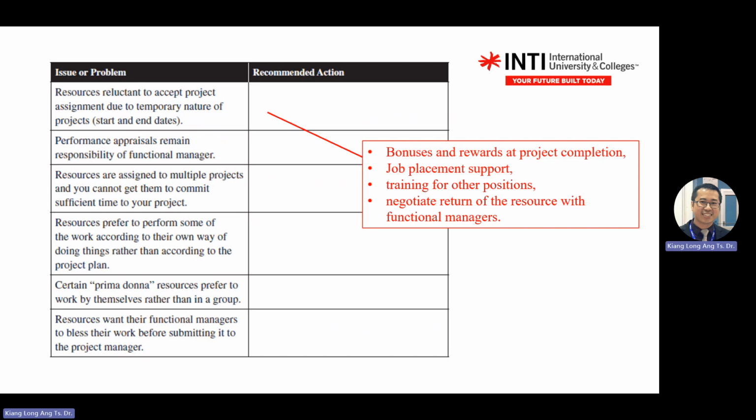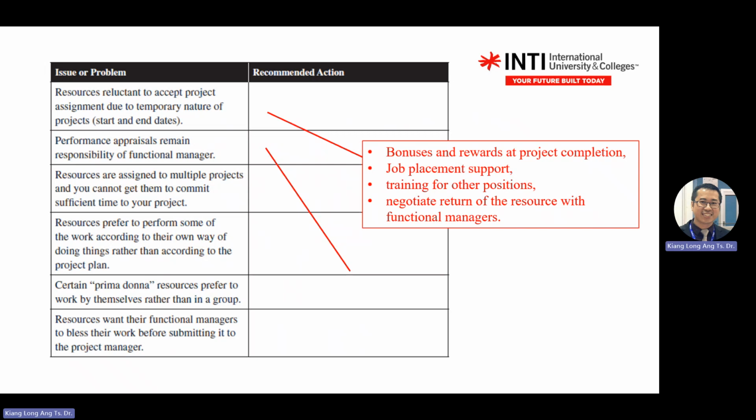Because functional managers are the ones who control the resources in a traditional setting. So you know that you have 3 types of organization chart: traditional or product-based, project-based, and the matrix or hybrid. And then in the matrix, you have strong matrix, balanced matrix, and weak matrix. Okay. So performance appraisal remains the responsibility of functional managers. This one usually is not a problem for a traditional organization chart.